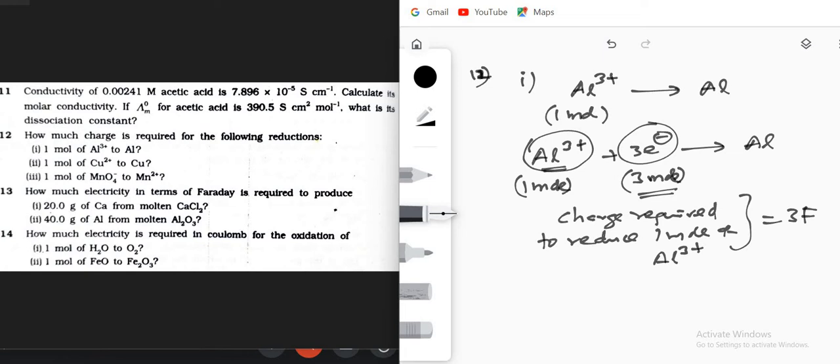Now let me go to the next one. Second one, question number 12. Second one is 1 mole of copper 2 plus to copper.